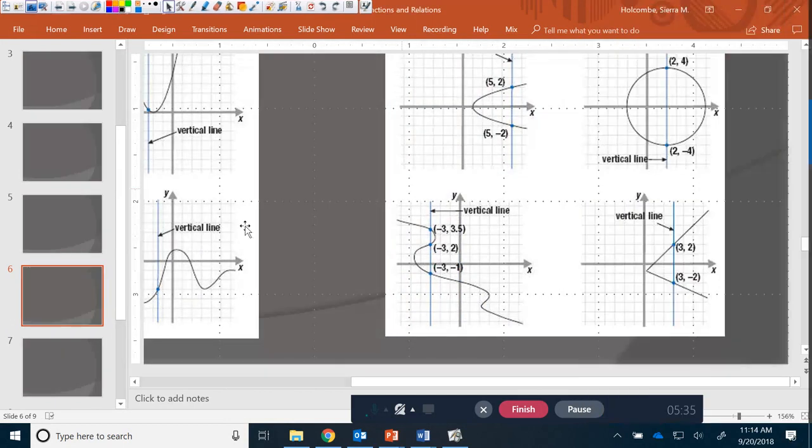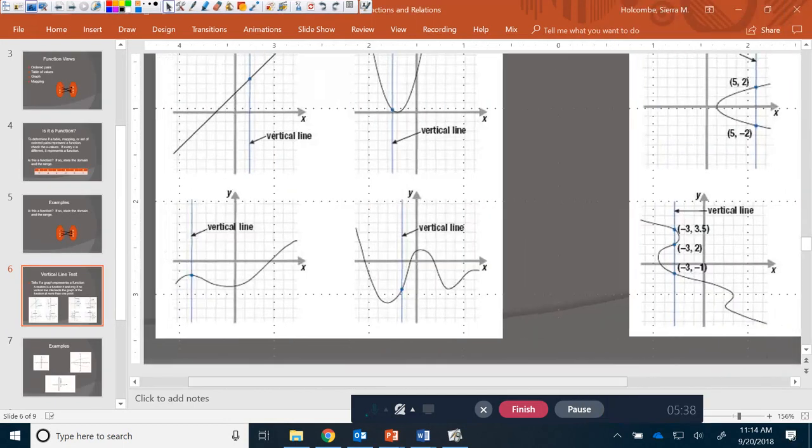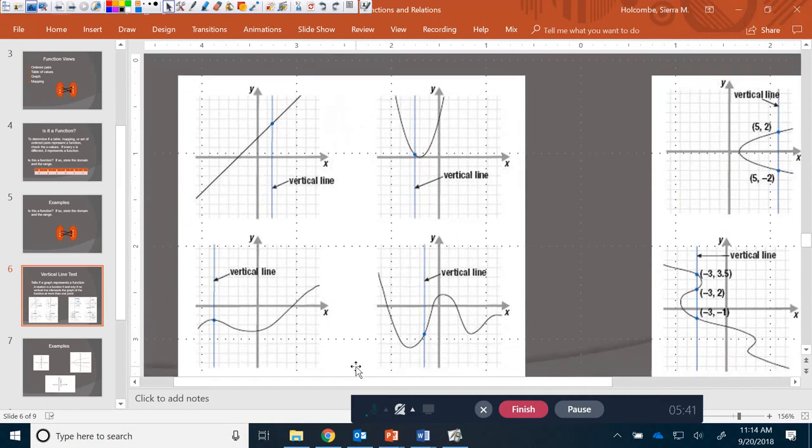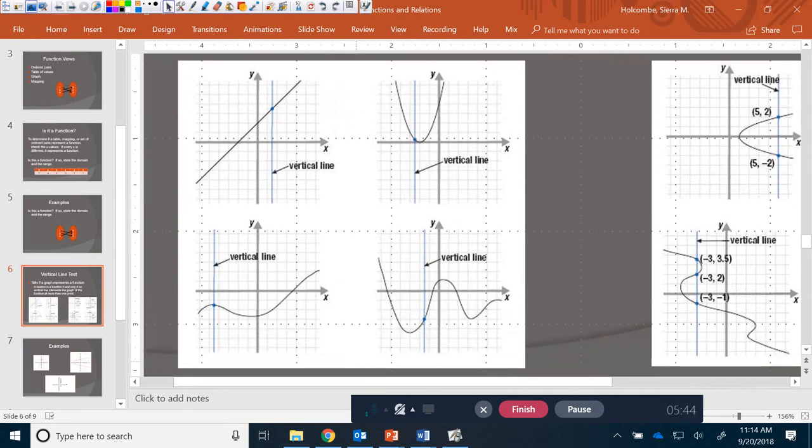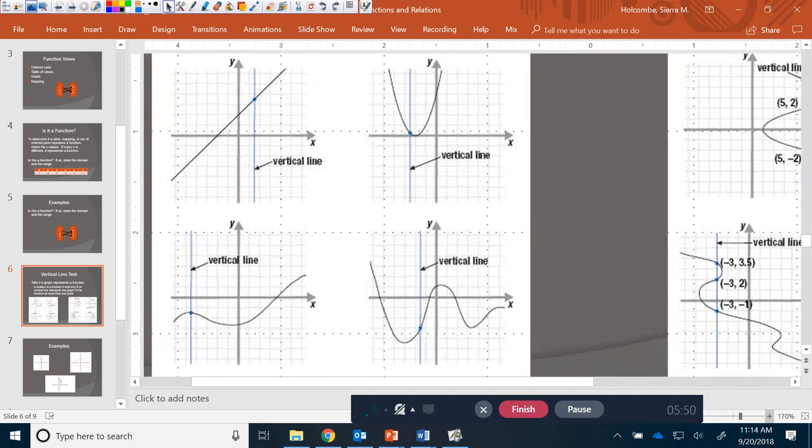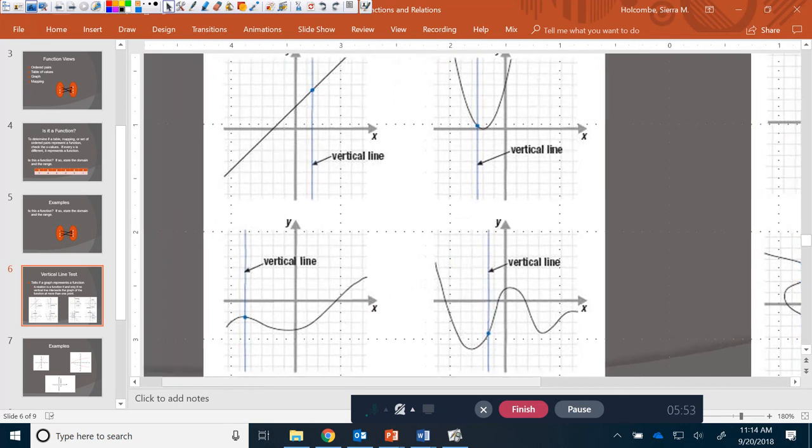So if we're looking at these graphs on the left here, I can probably zoom in a little bit more. When we're doing a vertical line test, you can take your pencil or a ruler or anything and make it into a vertical line. And we're going to check to see if it crosses our graph in more than one spot. So I'm going to go across my graph with a vertical line. If it doesn't cross in more than one spot, it's a function.